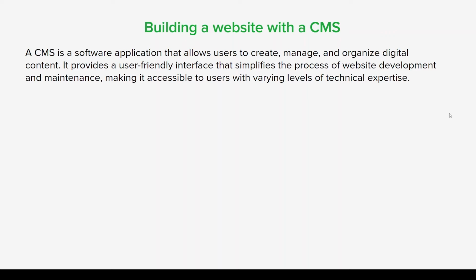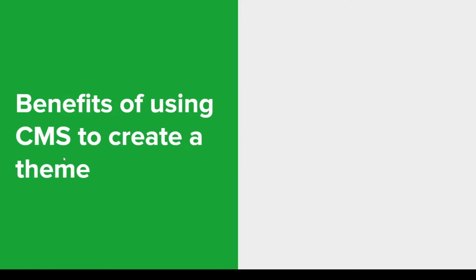So why should you consider building a website with a CMS as opposed to fully coding out the site yourself? A CMS essentially is that software that will allow you to create, manage, and organize digital content. And CMSs allow a user-friendly interface, and it simplifies the process of website development by making it accessible to users with varying levels of technical expertise. It makes building your website a little easier to use. It makes content management easy to use. It ensures scalability, security, and cost effectiveness as well. Some benefits of using a CMS to create a theme.